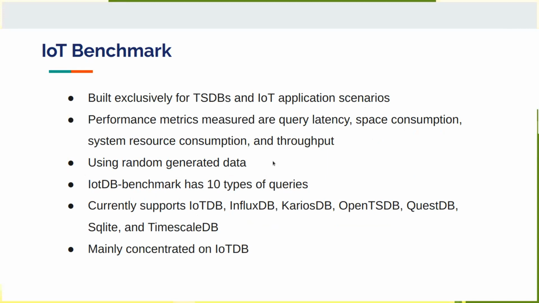The third point is, as I have said, all these benchmarks are using randomly generated data sets, and this IoT benchmark has 10 different kinds of queries. So they perform 10 different kinds of queries to compare all the databases. And currently they have support for IoTDB, InfluxDB, CuriosDB, etc. These are all time series databases. And the main drawback of IoT benchmark is it mainly focuses on IoTDB.